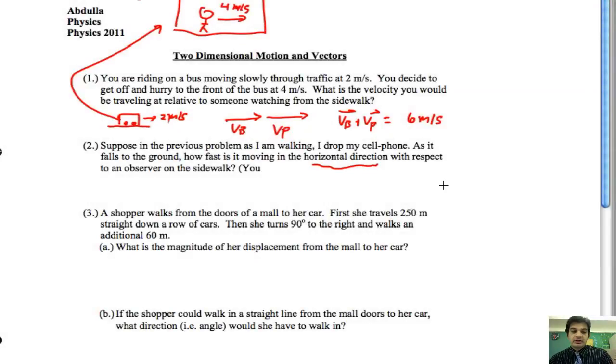So clearly, that example illustrates something. If you notice, the car's moving, and the person's moving with the car, and they drop the phone, and the phone falls in the car. It doesn't zoom back and land on the ground. So what that means is that the bus is moving and you're walking, and then you just drop your cell phone. It's going to be dropped, and it's going to have a horizontal speed of 6 meters per second.